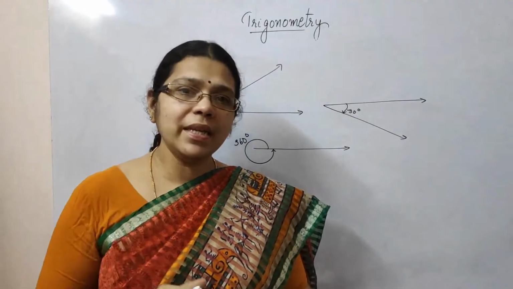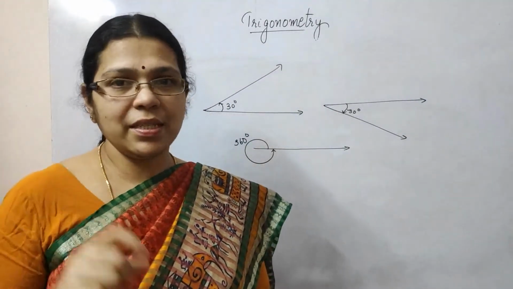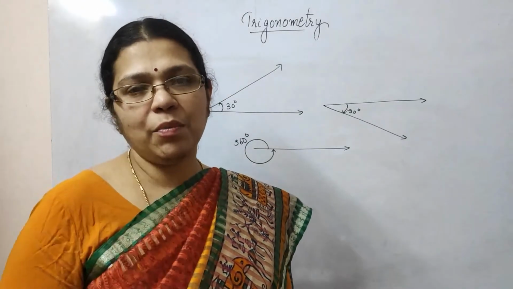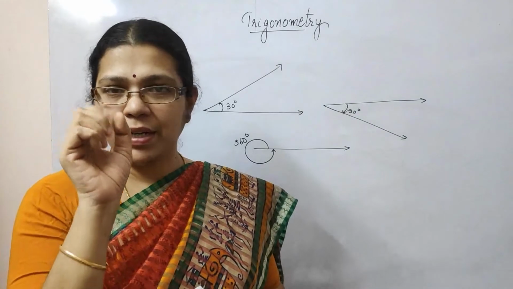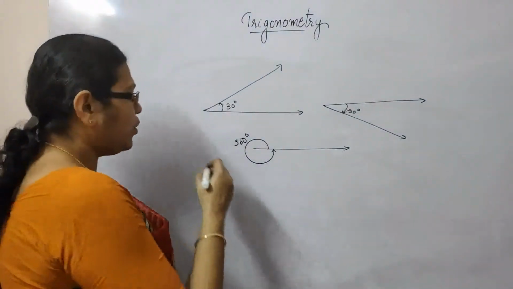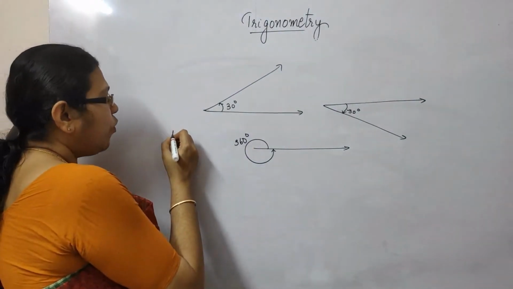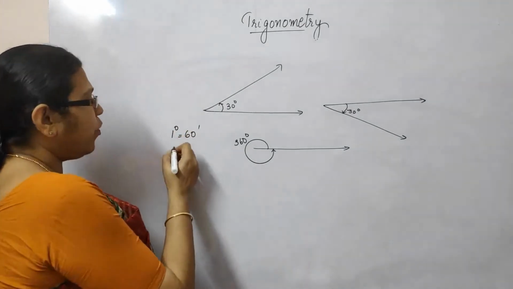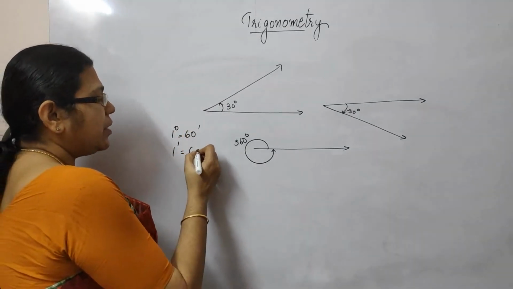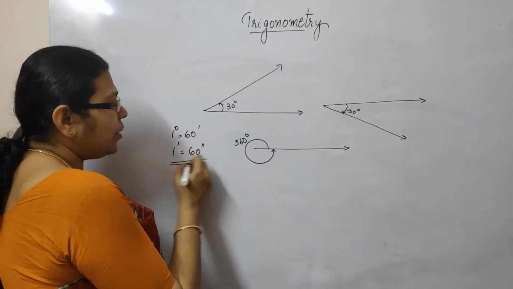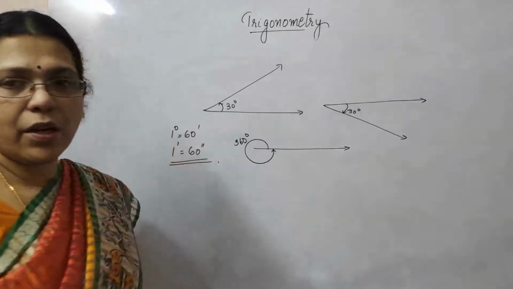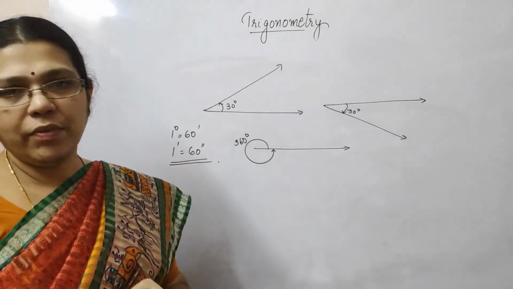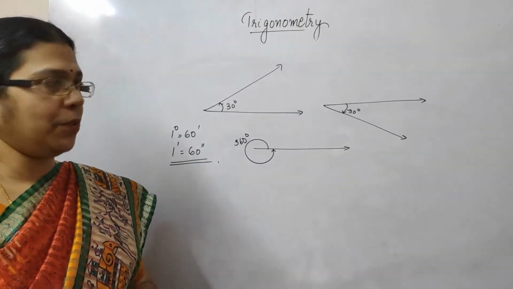How many minutes did it go? 60 minutes. And thereby, the hand will move how many degree? 1 degree. Okay, by 1 degree. So, I can write 1 degree is equal to 60 minutes and 1 minute is equal to 60 seconds. This is a common notation which we use on the clock face. So, exactly the same when we discuss degree measure.